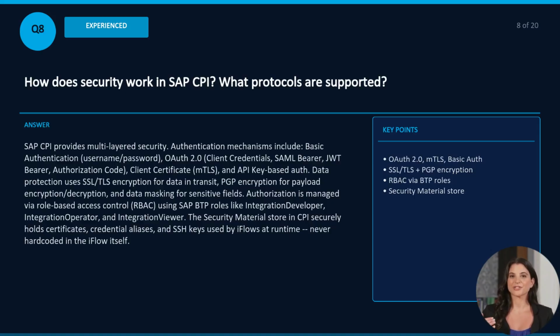Question 8. How does security work in SAP CPI? Security in SAP CPI is multi-layered. Let me walk you through each layer. Layer 1, authentication. Basic authentication are username and password. Simple, but only used for non-sensitive internal systems. Layer 2, data encryption.